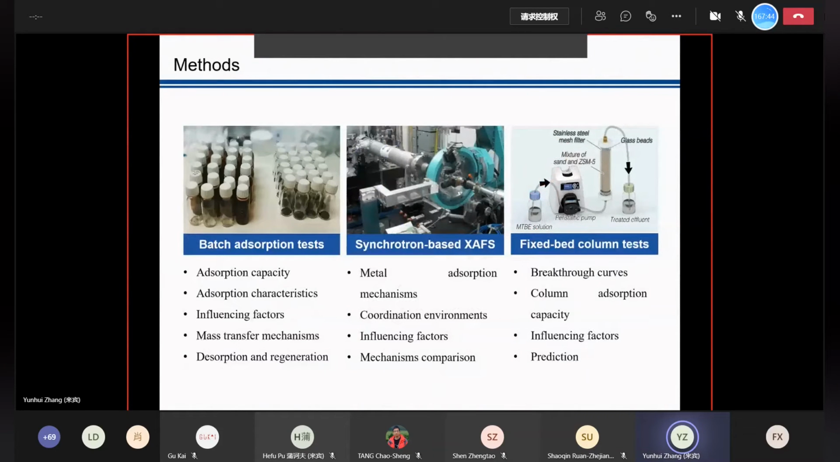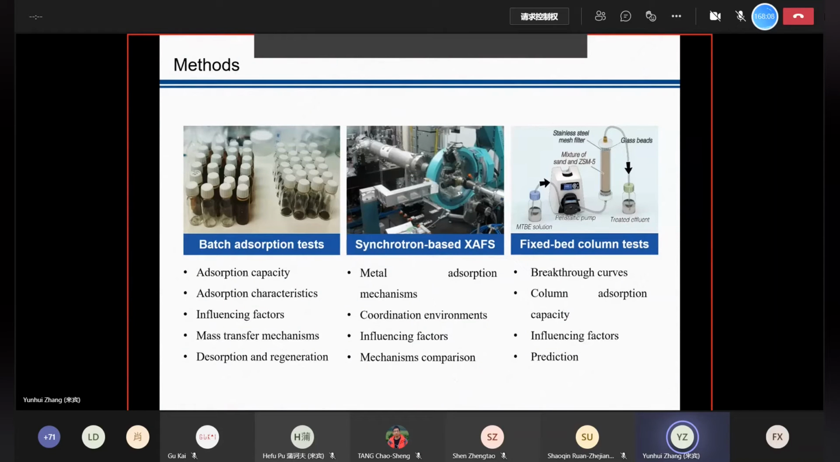As for the environment, firstly, we conducted the batch adsorption test to obtain the adsorption capacity of zeolites and their adsorption behaviors to MTBE and lead, and to evaluate the influencing factors, the mass transfer mechanisms, and the desorption features, and the regeneration of the saturated zeolites.